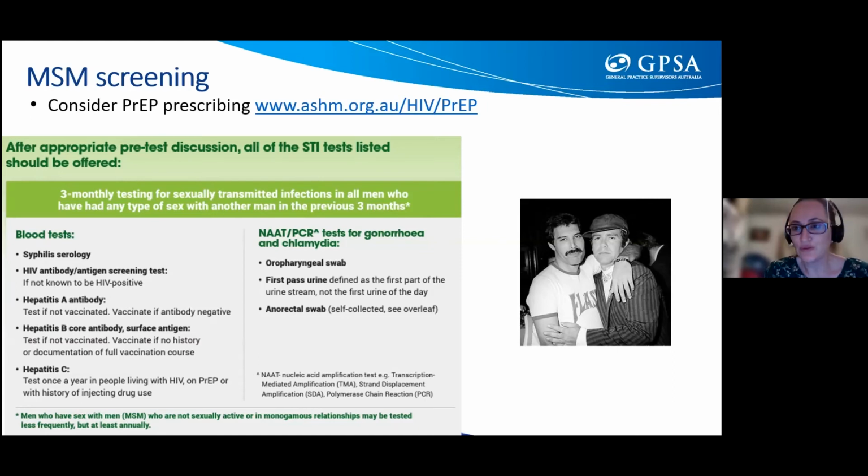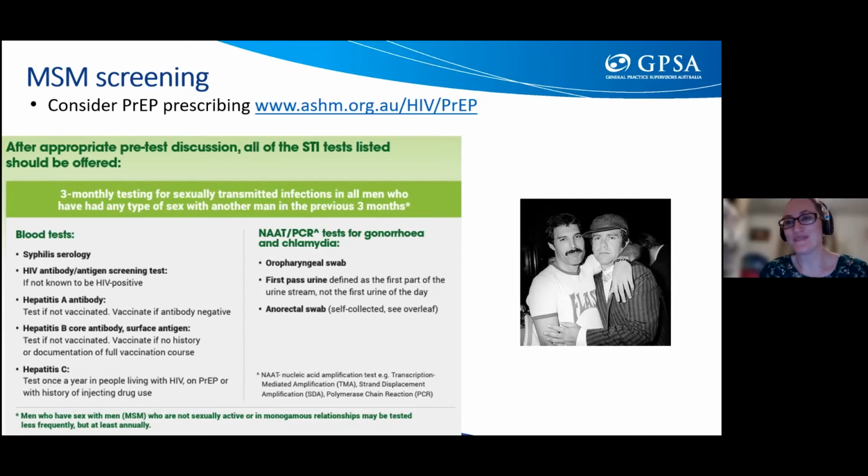And so for these men, they should be getting syphilis serology. So this group's one of our groups that should get it at least annually. But obviously, if there's more change in sexual partner, then 3 monthly. HIV serology, as I said before, hepatitis A testing if they're not vaccinated, and vaccinating if they're antibody negative. Same for hepatitis B. And in a man who might be living with HIV, taking PrEP, or with history of IV drug use, we'd want to be screening for hepatitis C at least annually as well.